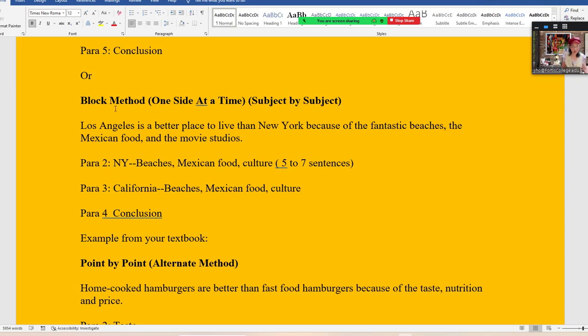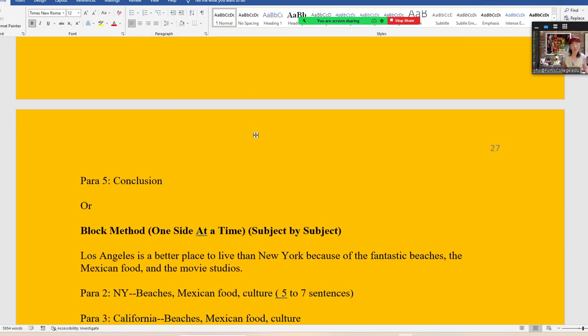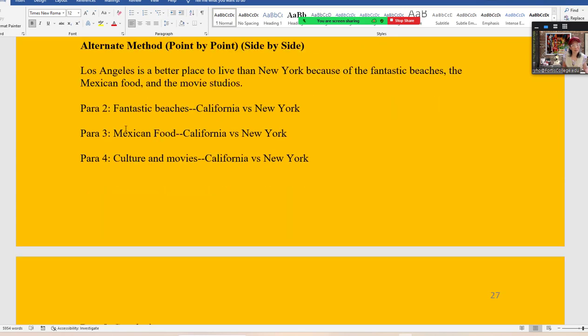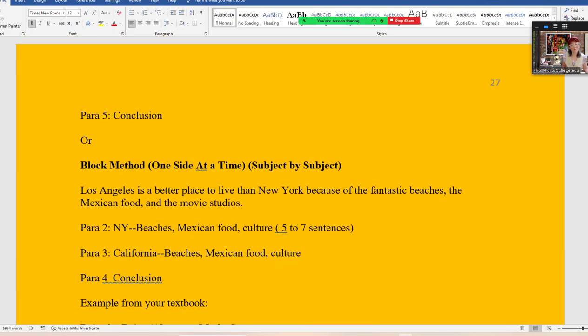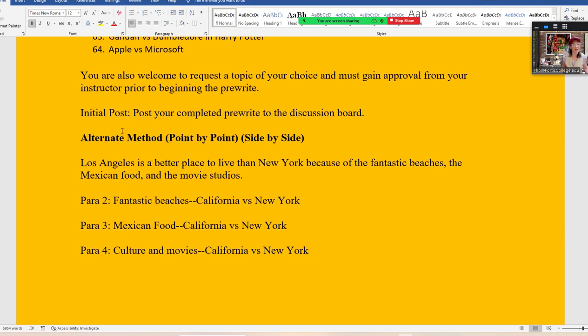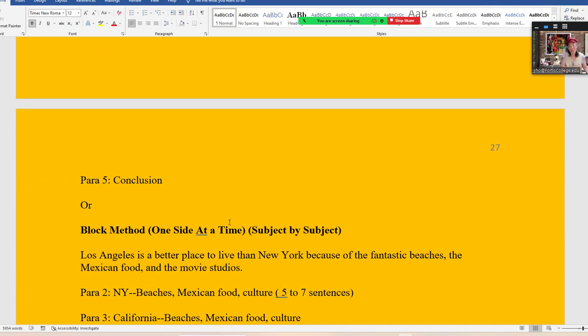Different books have different ways of saying block method: block method, one side at a time, side by side, subject by subject. All the same thing. Alternate method can also be called point by point or side by side. These are all different ways of saying alternate method and all different ways of saying block method. Your Langan book will not call it block and alternate. It uses one of these two. I can't remember which is which, but it's all the same thing.